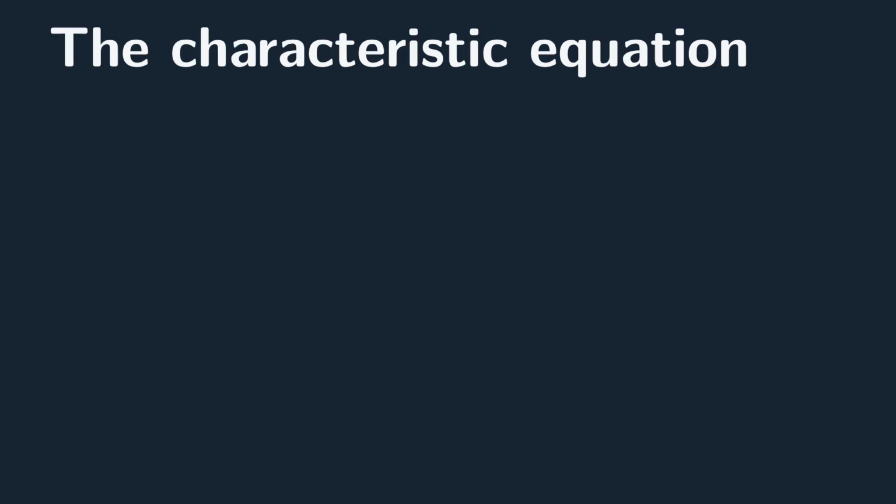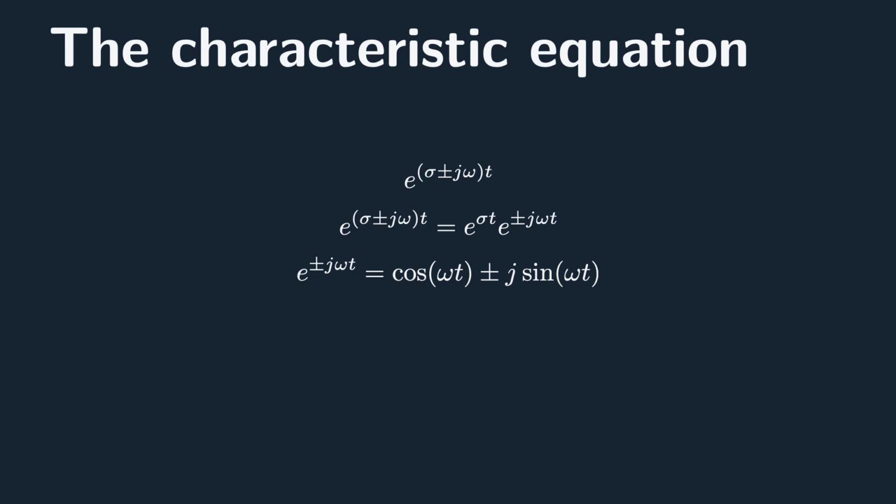The complex root pair A equals sigma plus minus j omega gives exponential solution terms of the form e to the power of sigma plus minus j omega times t. Using the exponential rule, we can split this into e to the sigma t times e to the plus minus j omega t. Euler's formula tells us that e to the power of plus minus j omega t is cos omega t plus minus j sine omega t.